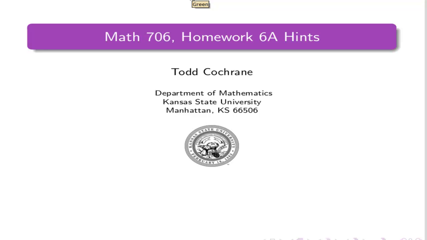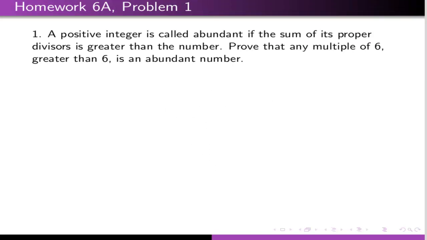Okay, let's look at homework 6A. In the first problem, I want to show that any multiple of 6 is an abundant number, as long as it's strictly bigger than 6. Now you can use the formula for the sigma function here if you like, but I think it's probably easy enough just to go back and find a bunch of divisors.